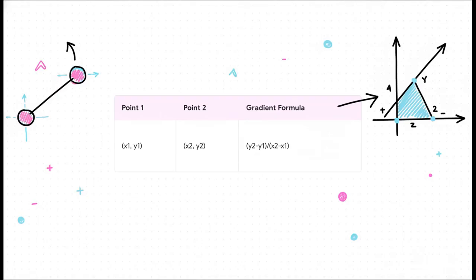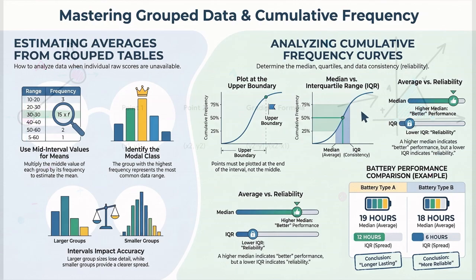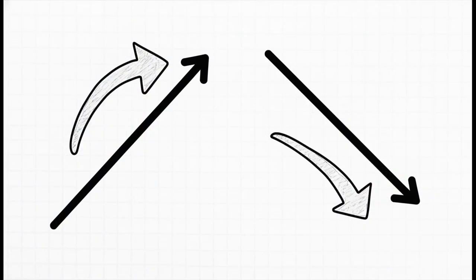Just subtract the coordinates of 2 points. This precise formula spits out your constant, unvarying slope. Quick visual check. Positive gradients climb up a mountain, while negative gradients slide down into a valley.